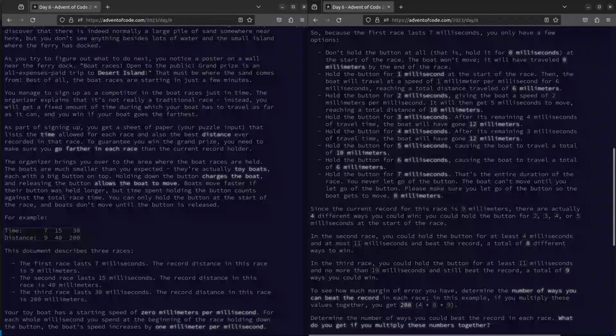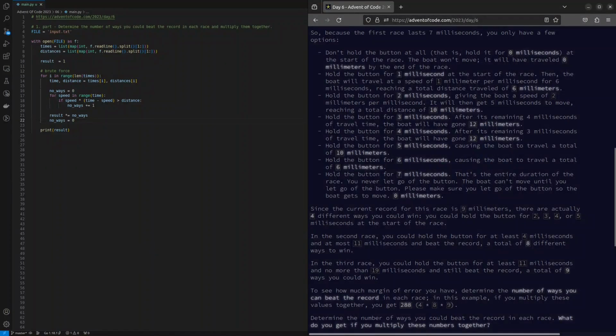The gist of it is that we are given times and current records for several boat races. Your toy boat has a starting speed of 0 millimeters per second. For each whole millisecond you spend at the beginning of the race holding down the button, the boat speed increases by 1 millimeter per millisecond. We are asked to find the number of ways you can beat the record in each race and multiply them together.